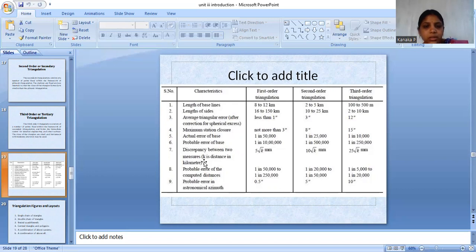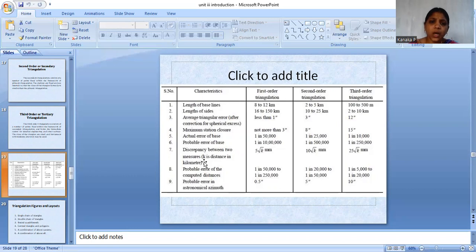So first one is length of the baseline. First order triangulations are 8 to 12 kilometer. Second order triangulation 2 to 5 kilometer or 3 kilometer. And third order triangulations are 100 to 500 meter. And then length of the sides are 30 to 150 kilometer, and 10 to 25 kilometer. So for third order triangulations, length of the sides are 2 to 10 kilometer.